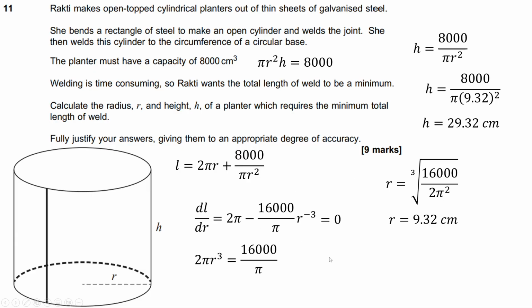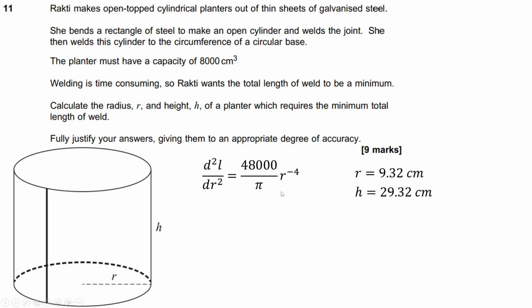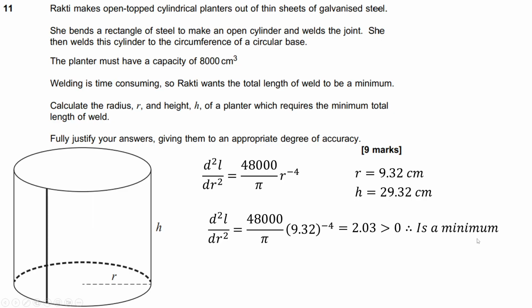So the way that we do that is, how do you prove something's a maximum or minimum point? You find the second differential, which is this. I'm sure you know how to do this step. Multiply by the coefficient, then decrease the power by 1. You know how to do this. Anyways, you'll get this. Plug in the r value here, and this is 2.03. This is greater than 0, so therefore it is a minimum.